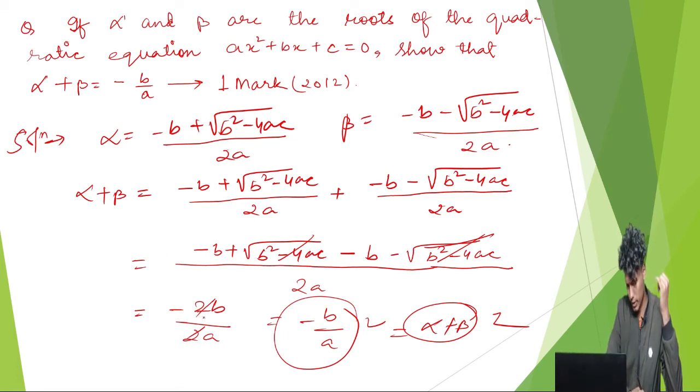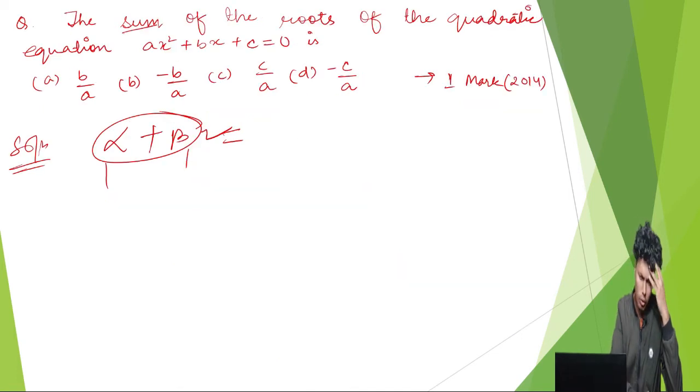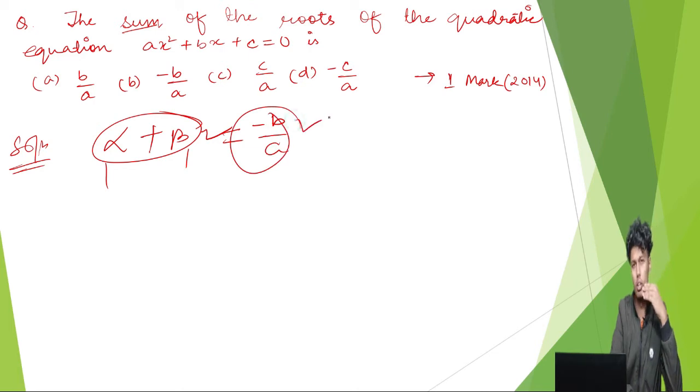Look here. Alpha plus beta will be equal to minus b by a. Okay. So alpha plus beta will be equal to minus b by a. That's all. Done. Minus b by a. Let us tick also. Yes, big number. So this is the sum of the roots of quadratic equation. It was asked in 2014, giving 1 mark in the multiple choice question. Very simple. You understand that.